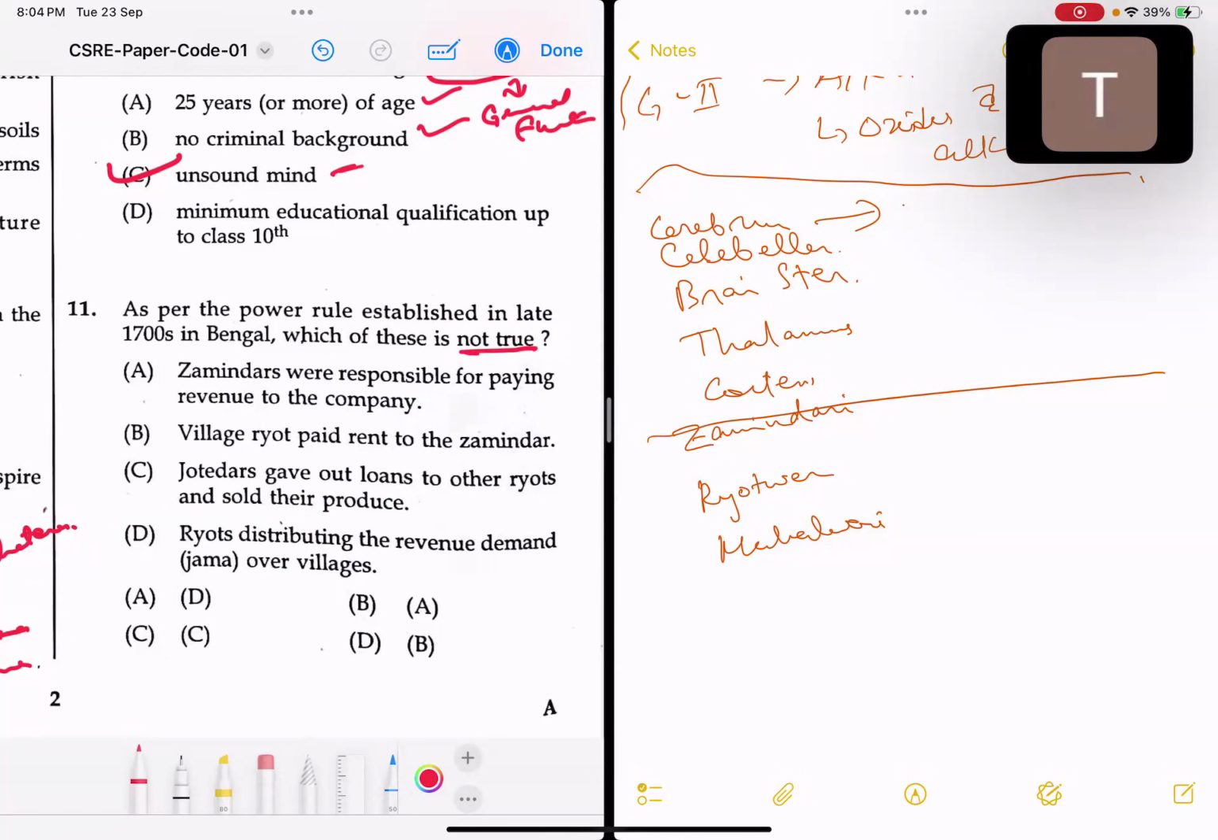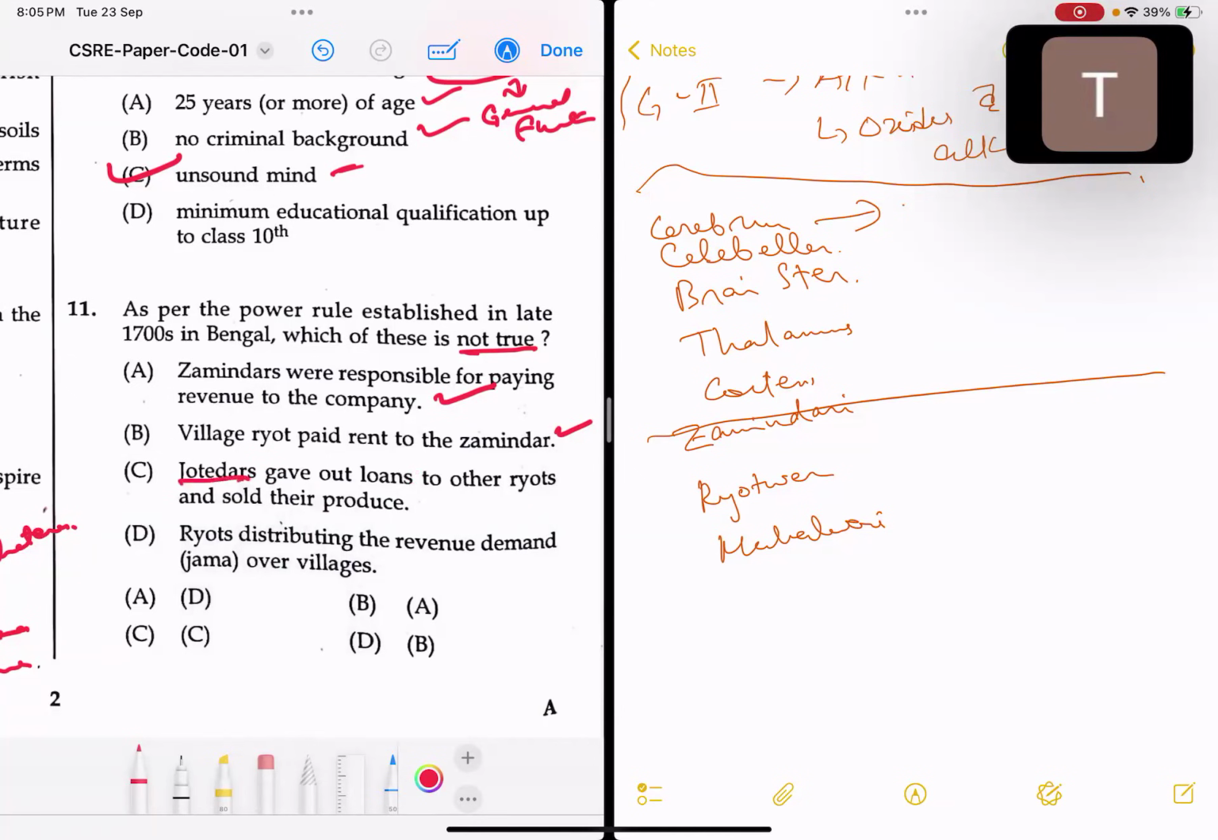The first option is zamindars were responsible for paying revenue to the company. This is very true, right? The tenants did not pay the revenue directly to the government or to the British, but it was the zamindars who were paying the revenue to the company, and this was fixed by the company itself, right? The second option is village ryots paid rent to the zamindar. This is also true, as I mentioned earlier.